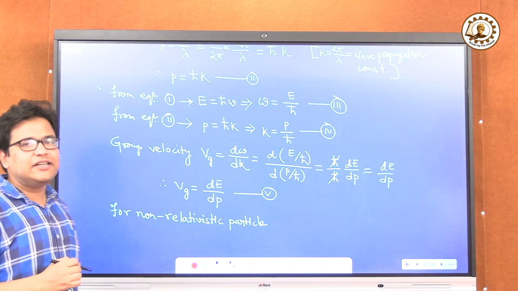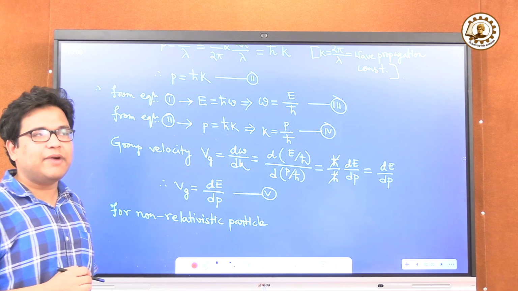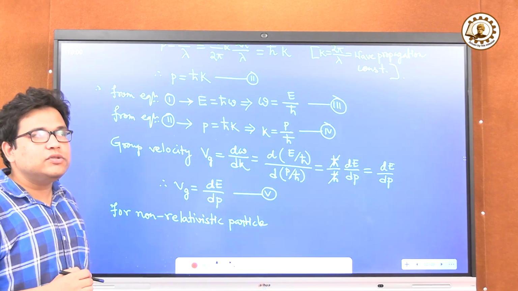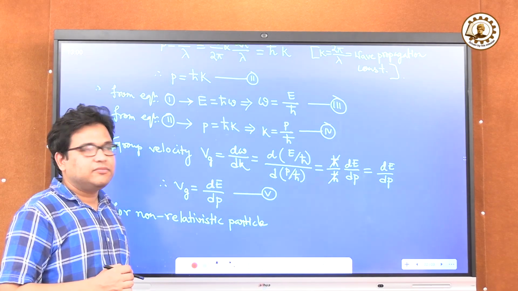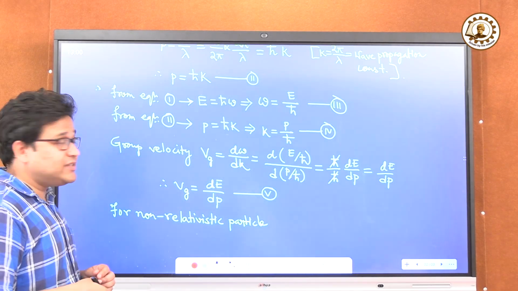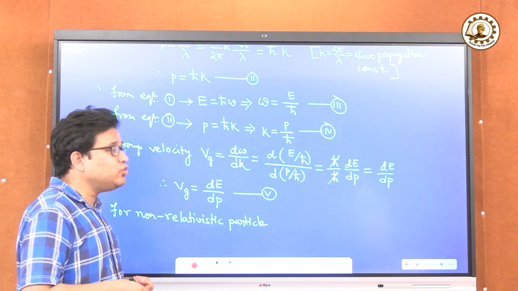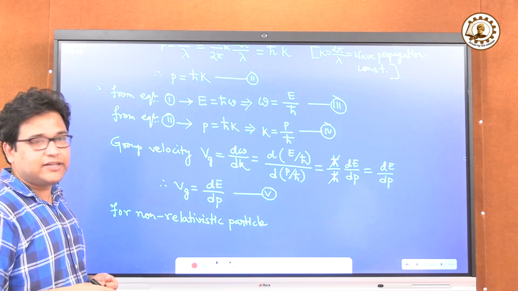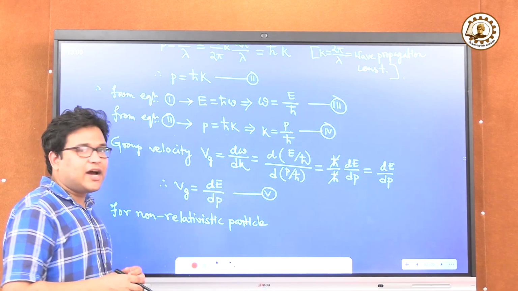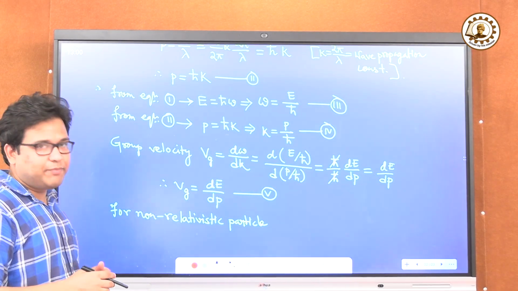Now, a non-relativistic particle means such particles whose velocity is far less than the velocity of light. That means these kinds of particles have a velocity which is much less than the velocity of light. So such particles are known as non-relativistic particles.